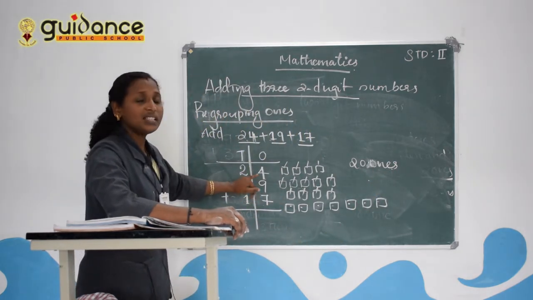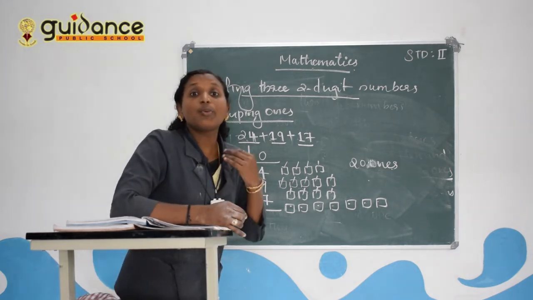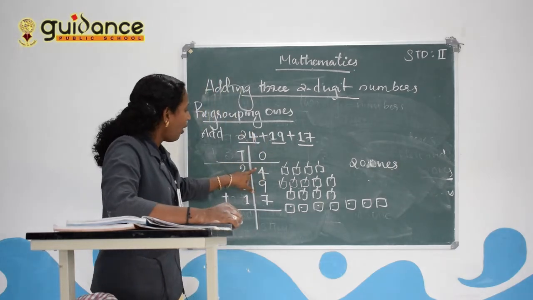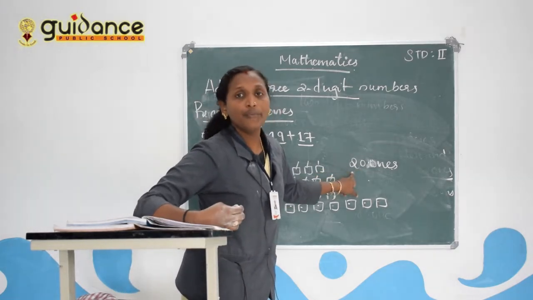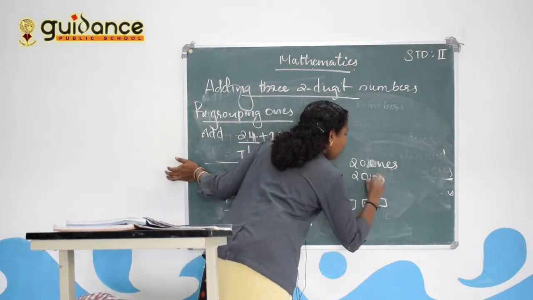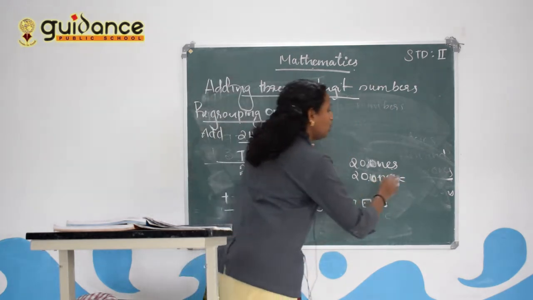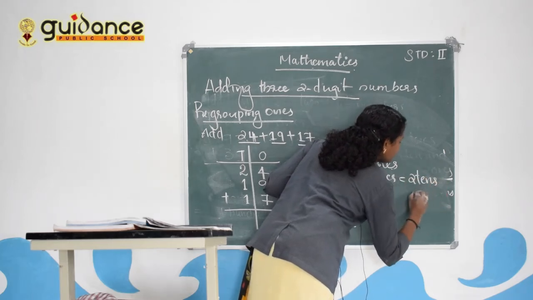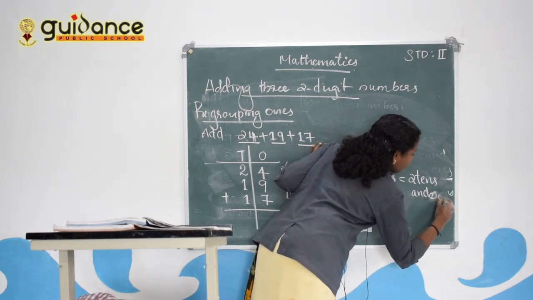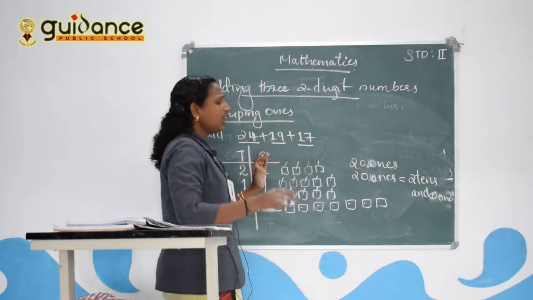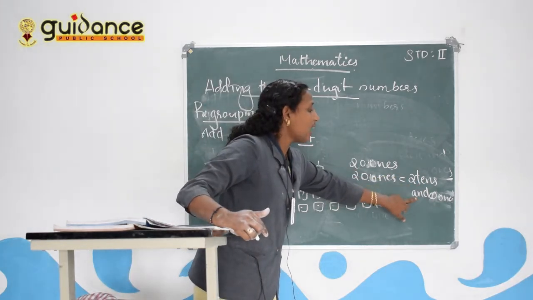Okay, then 4 plus 9 plus 7. What is the answer? 20. 20 ones. Okay, 4 plus 9 plus 7 is equal to 20 ones. That is 20 ones, which can be regrouped into 2 tens and 0 ones.